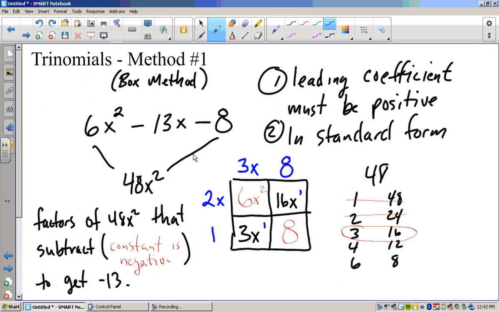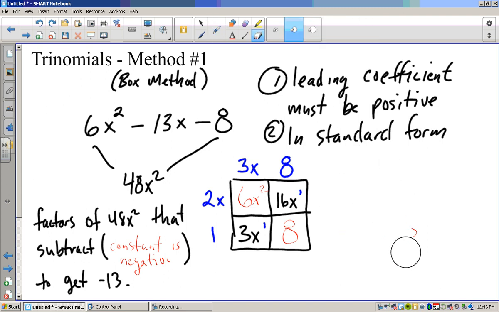Okay? Now, here's a spot you can check to make sure you took out the greatest common factor. You can multiply your spots together. So if I multiply 2x and 3x, I should get 6x squared. I do. That's what I want. If I multiply 1 and 8 together, I get 8. That's what I want. So that's a check here for you. If you don't get those first and last products, you did something wrong. Go back and make sure you took out the greatest common factor that you could.